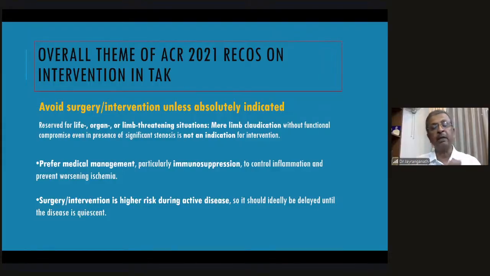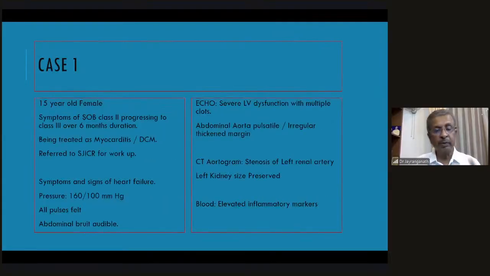We have to tailor, titrate, customize this particular indication, as I mentioned in some indications. Prefer medical management, particularly immunosuppression, to control inflammation and prevent worsening of ischemia. Surgery or intervention is very high risk during active disease. That is definite, there's no question about it. So it should ideally be delayed until the disease is quiescent. So I'll show you some case summaries.